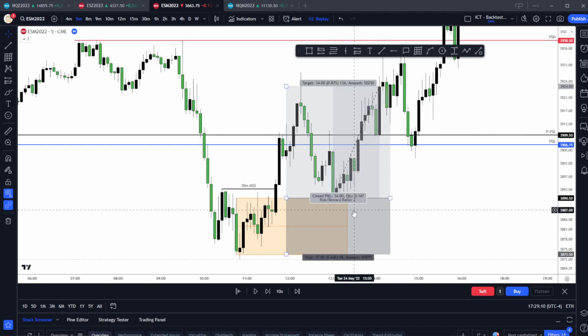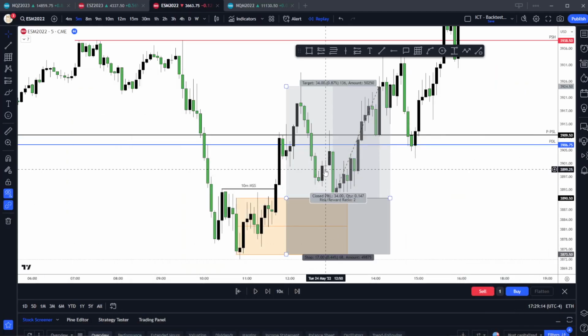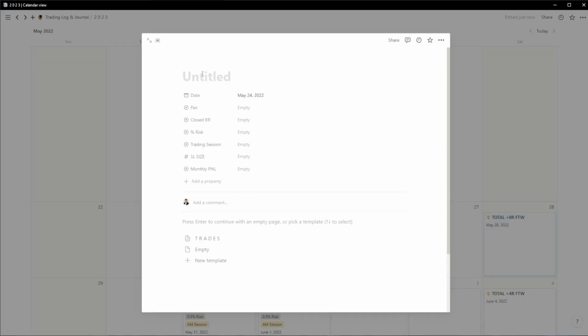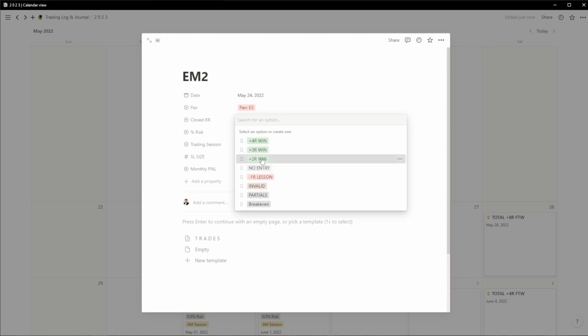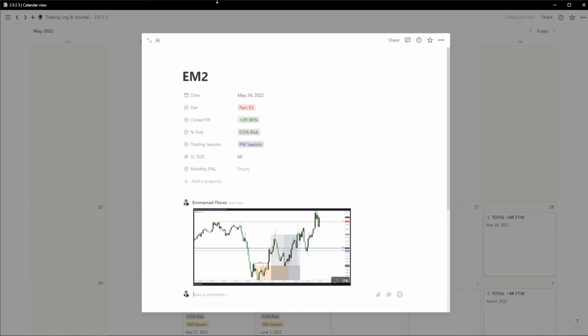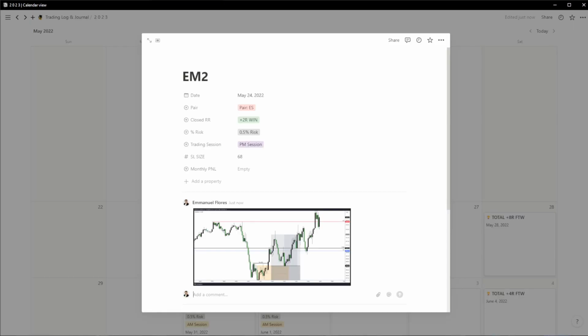So let's see, 268. That's happening on Tuesday. So EM2 buy, pair ES, closed 2R because it was a big stop loss. Trading session, I believe that was the PM, stop loss size was 68 ticks. And then there we go. Okay, so that's going to conclude the trading day for ES.